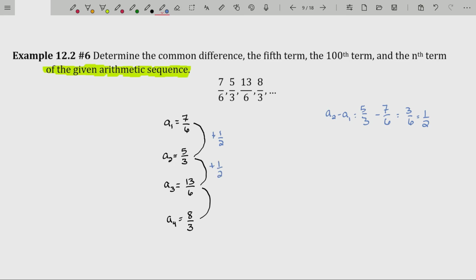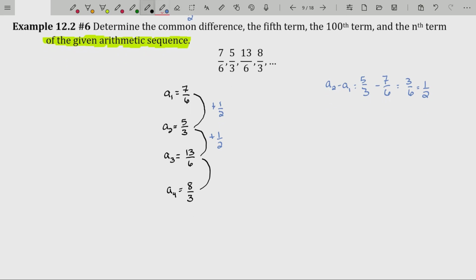Well, 5/3 is the same thing as 10/6. Add another 3/6 and you get 13/6. Oh, that does work. Okay. I don't really need to check the last one, now that I know that it's all linking up. That's perfect. So our common difference is 1/2.